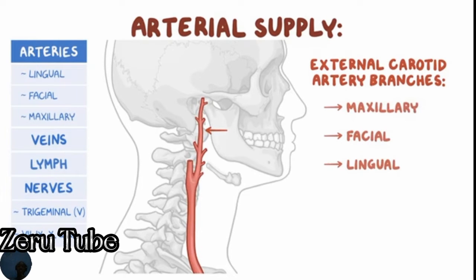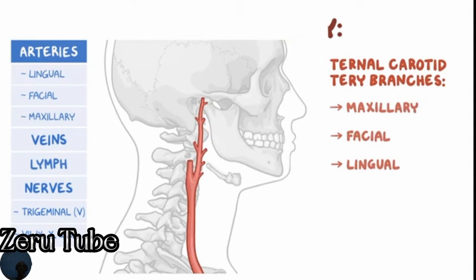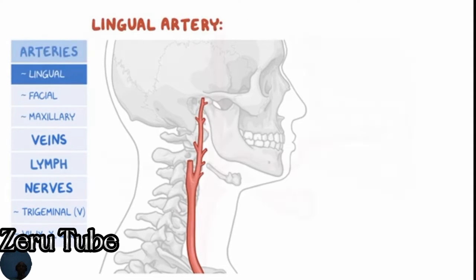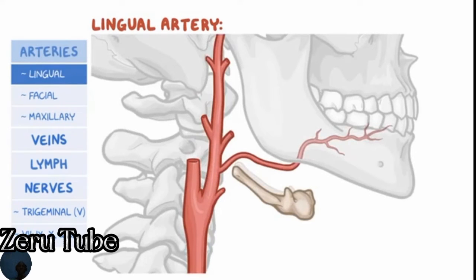The external carotid artery has three major arteries: the maxillary artery, the facial artery, and the lingual artery. Those three arteries are very important for the supply of the oral cavity. Let us talk about the lingual artery.